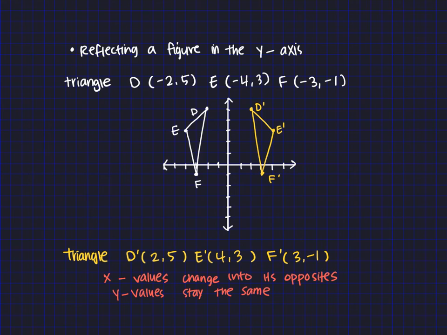So how can you remember with the x and y value which one is going to change for which axis? Just think about it this way. If you are reflecting a figure in the y-axis, y values are going to stay the same. If you are moving it through the x-axis, your x values are going to stay the same, but then the opposite, which are the y values, are going to change.